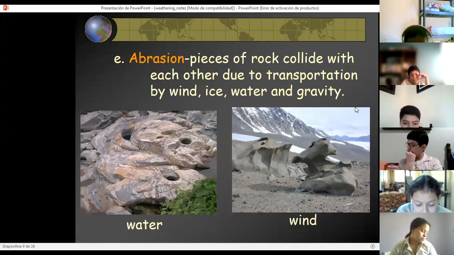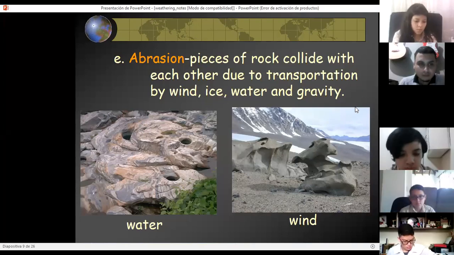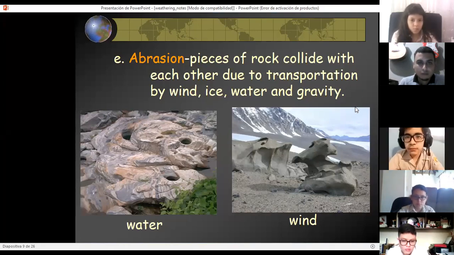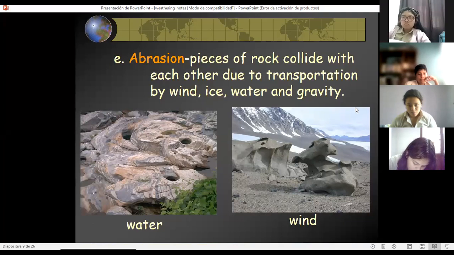Is Matute here? Where is Matute? No? Here, mister. Can you read, please, in the presentation, the part that we have about abrasion? Abrasion. Pieces of rock collide with each other due to transportation by wind, ice, water, and gravity.